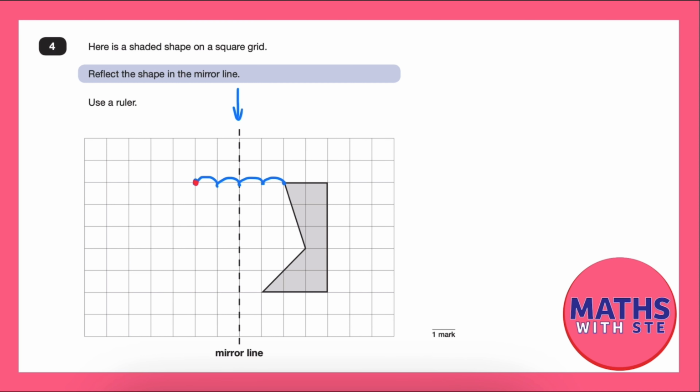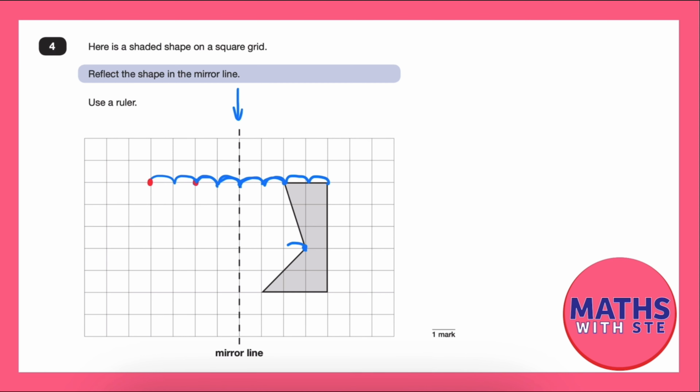Okay, now I can do the same thing with the other one. So this one is 1, 2, 3, 4. And go 1, 2, 3, 4. Put a red dot in there. Okay. Next one I'm going to have a go at is this one here.